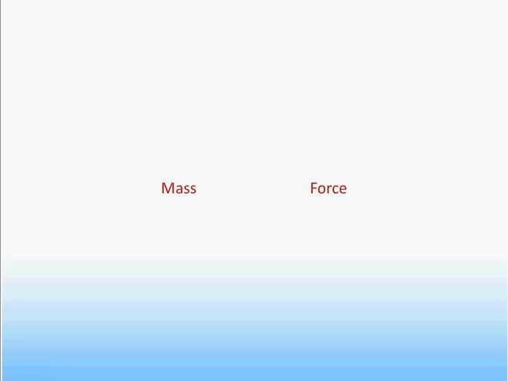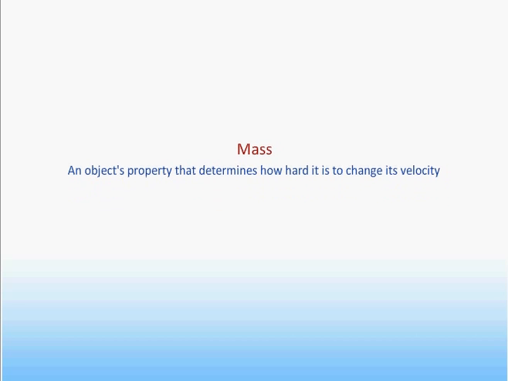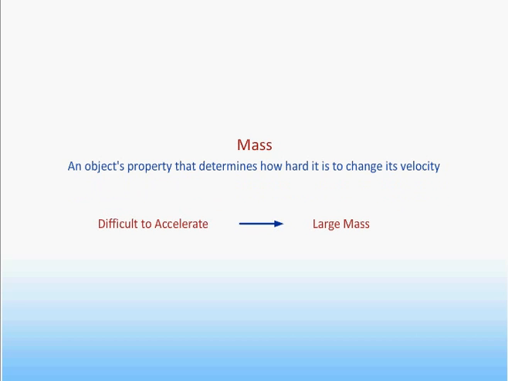Although these words are in common use in the English language, in physics, these words have very specific meanings. We will need to be very careful when we use these words to make sure that we are referring to their physics meanings, which are much more restricted than their ordinary language meanings. We'll start with mass. Mass is the property of an object that determines how hard it is to change its velocity. Objects that are difficult to accelerate have large mass, while objects that are easy to accelerate have small mass.